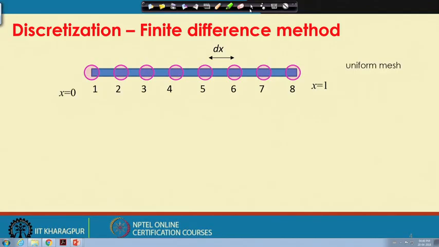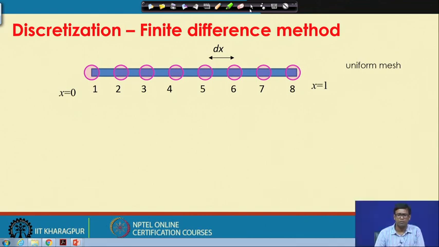However, when we try to do computer programming to solve this, we have to discretize it into a finite number of points, and this is called discretization. So, instead of solving the equation at all the points along the rod, we solve the equations at finite points, which are shown as circle points, and we assume that all these points are equispaced. So, we call it a uniform mesh.